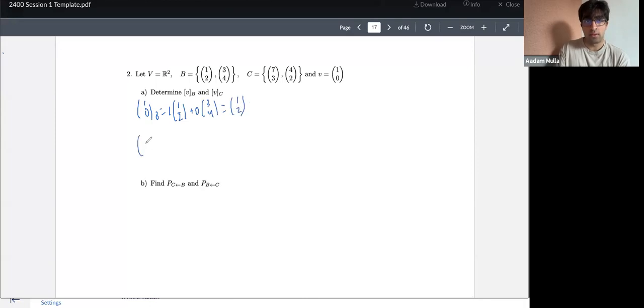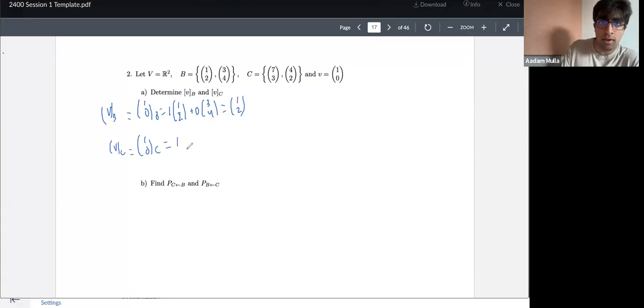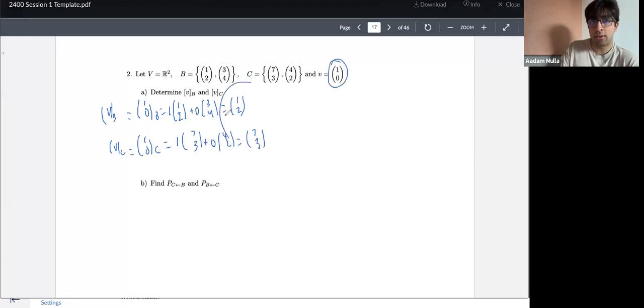Okay, now let's do the 1, 0 representation in C. Same idea, right? So obviously this is VB and this is VC. 1, 0 in C is going to be 1 times the first basis vector of C plus 0 times the second vector in C, which is going to be 7, 3. So as you can see, this same vector represented in B and represented in C takes you to completely different places. That's what's important to know.